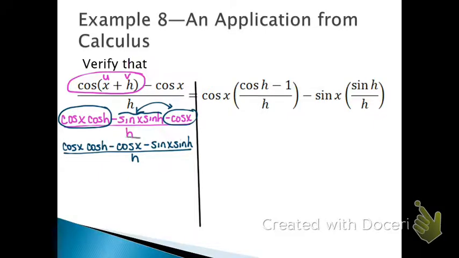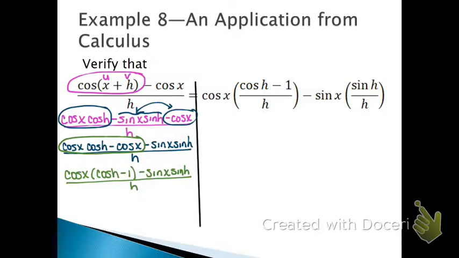All right, so if we look at just our cosines here, we see that they have a cosine of x in common, so we can common factor that out, which leaves me with cosine of h minus 1, and then I still have my sine of x, sine of h, all over h.